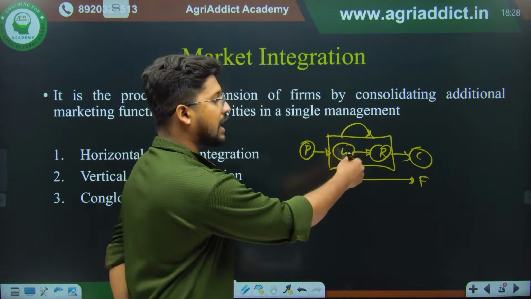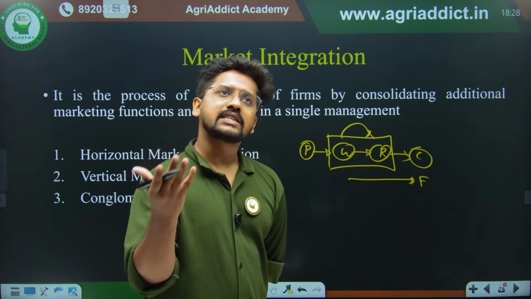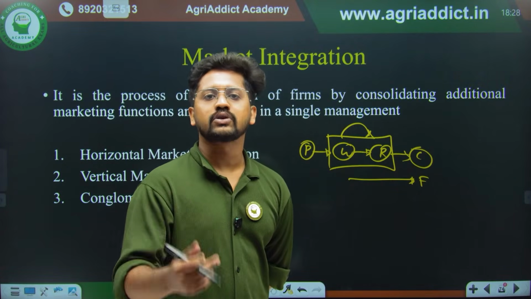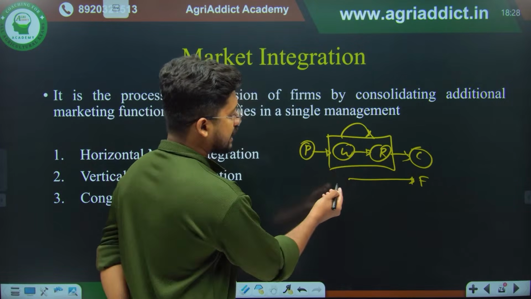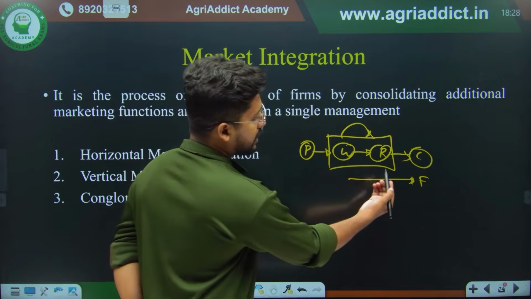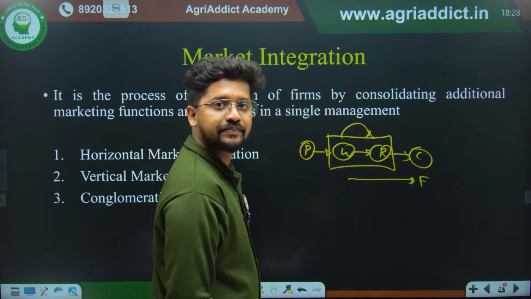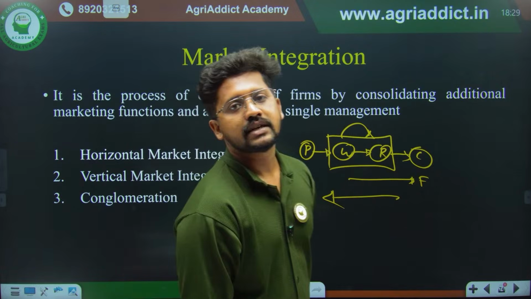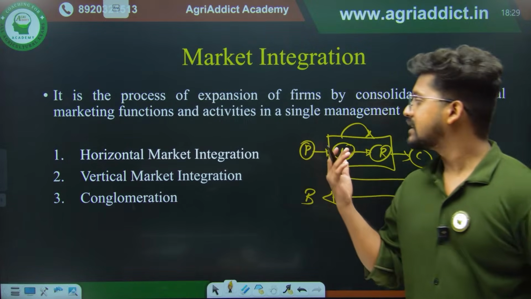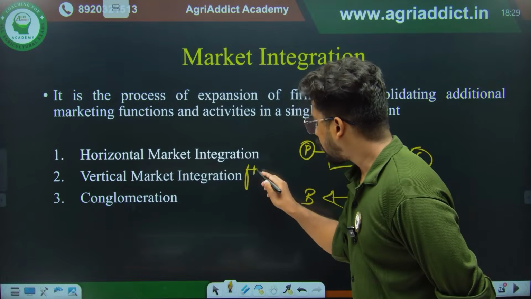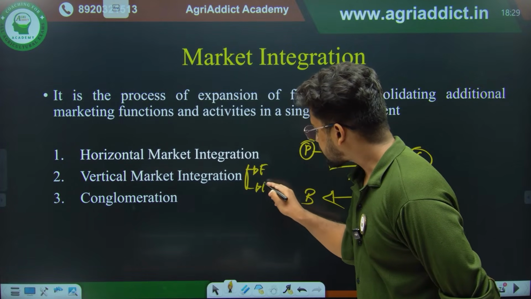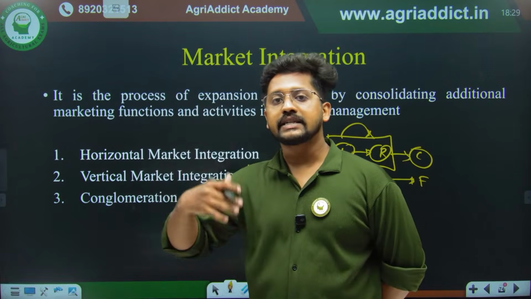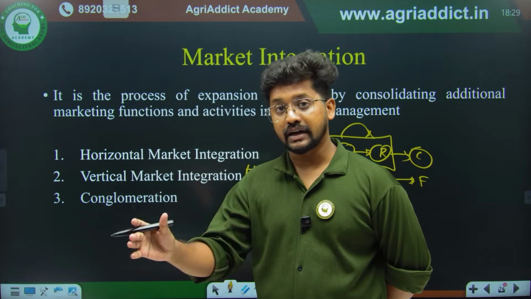What if the wholesaler thinks, okay, why should I purchase from the producers if I have the land? I can start the production and do the wholesaling and retailing together, right? So the wholesaler is assuming the production end, or the retailer is assuming the function of the wholesaler. Backward, towards the producer side, is none other than your backward integration. So vertical integration is classified into forward integration and backward integration. Vertical market integration is assuming an additional activity but on the same marketing channel.